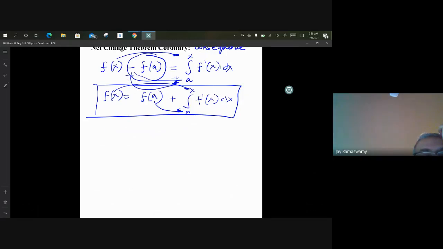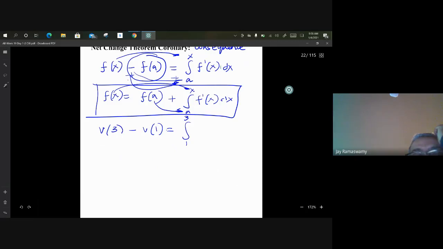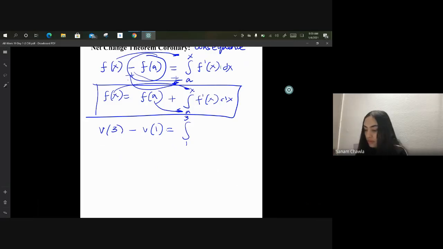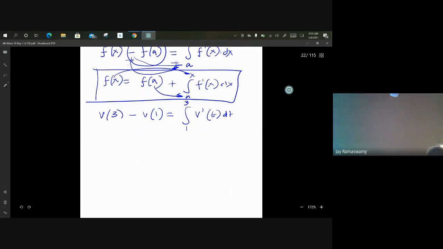So if I say, I'm just making this up, v of 3, I'm changing letters, minus v of 1 equals, okay, who can tell me the right-hand side? The integral from 1 to 3, v dash of t dt. Is everybody okay there? Yes. Okay, I'm just playing with your minds.